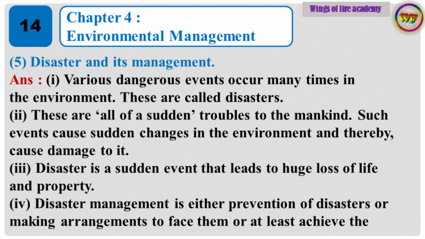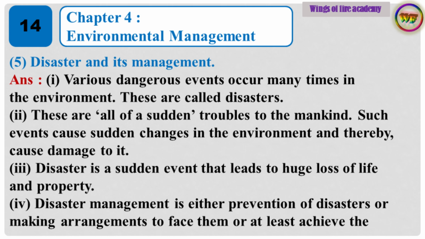Sub-question 5. Disaster and its management. Answer. Point 1. Various dangerous events occur many times in the environment. These are called disasters. Point 2. These are, all of a sudden, troubles to mankind. Such events cause sudden changes in the environment and thereby cause damage to it. Point 3. Disaster is a sudden event that leads to huge loss of life and property.